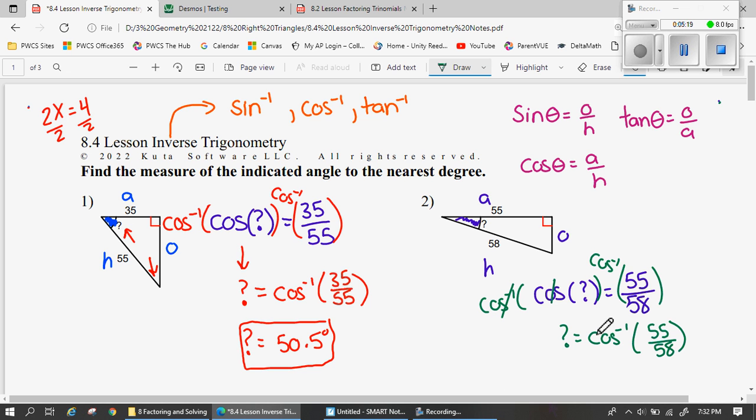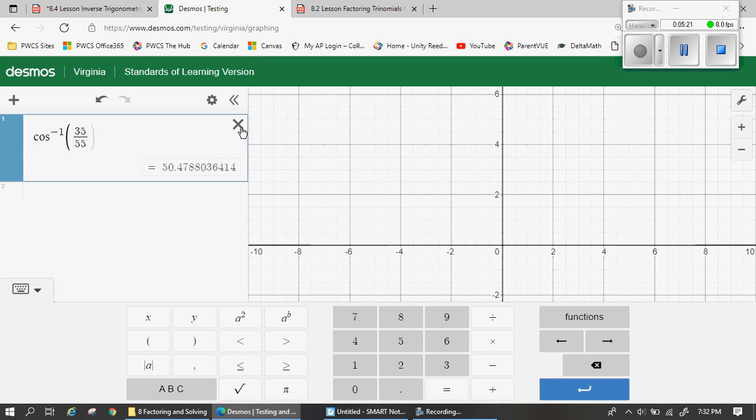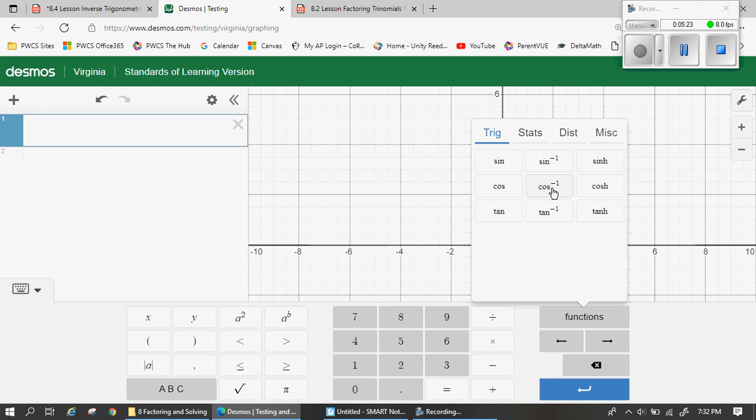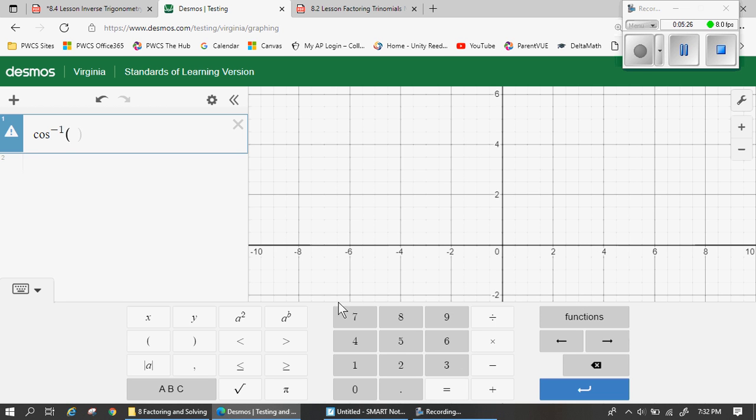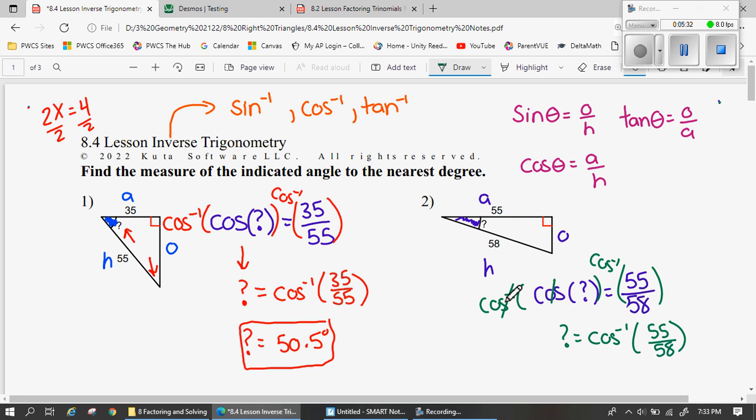So again, I can go into my calculator and I could find that function cosine inverse 55 divided by 58, and I get, we'll say 18.5. So that angle is approximately 18.5 degrees.